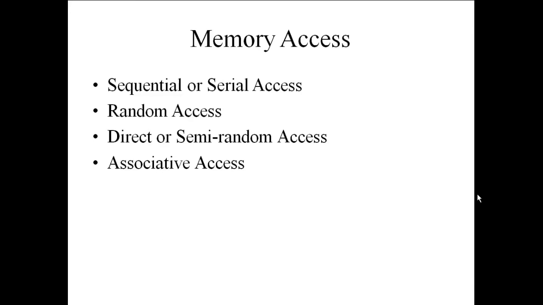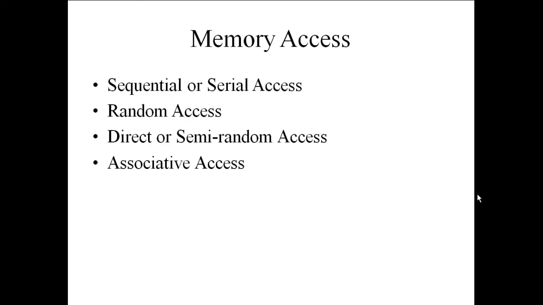And lastly, these are the ways of accessing the memory. There are four types of access. The first one is called sequential or serial access, the second is random access, the third is direct or semi-random access, and lastly the associative access. In sequential access, using this method, the data or information is searched from top to bottom according to the requirement, and when the desired location is reached, that particular block of information is accessed. This is the first method.